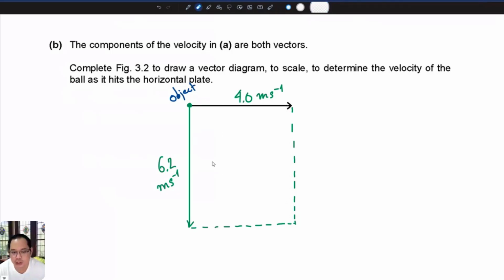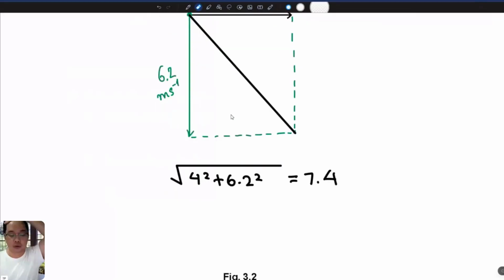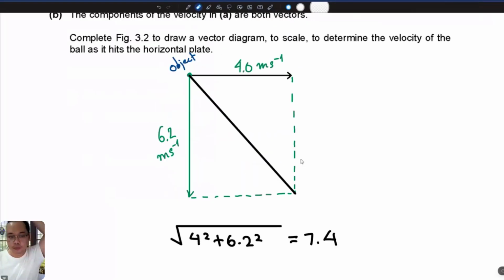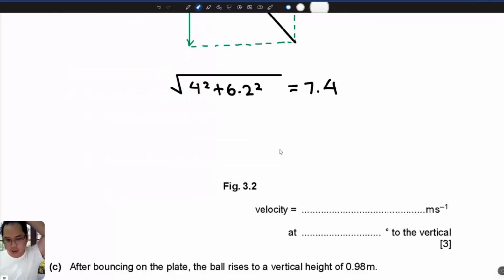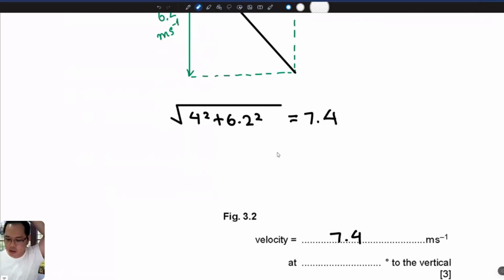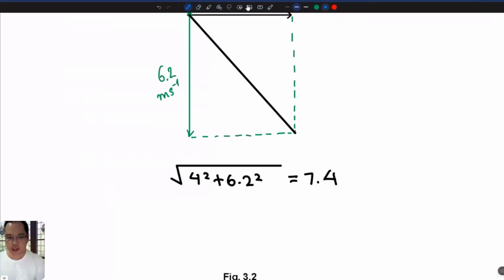Okay, so please draw the diagonal, which is the total velocity. Here. The actual velocity. I'm waiting for it to appear on my screen. Okay, 7.4 meters per second. Unit meter per second. And the next thing, we need to determine the angle to the vertical, which means this angle, this angle theta.